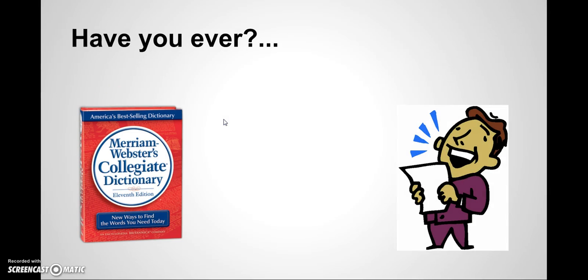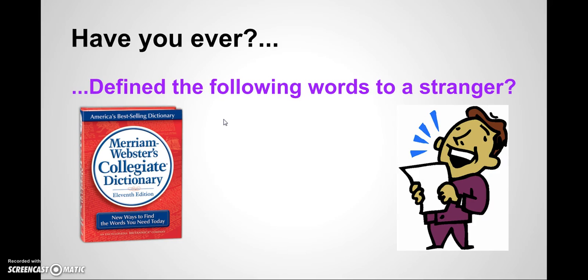So to start out, I want you to think to yourselves, have you ever tried to define the following words to a complete stranger? So the first word I want you to think about is the word "and." Well, you could say it means "also," but if someone doesn't know what the word "and" means, they probably don't know what the word "also" means either. So it's still kind of hard to define.